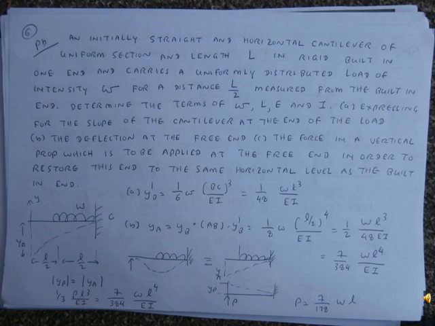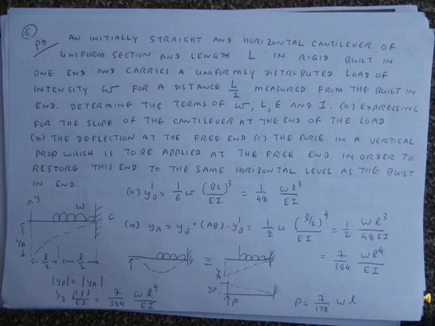Determine in terms of omega, L, E, and I: A, an expression for the slope of the cantilever at the end of the load; B, the deflection at the free end; C, the force in the vertical prop that is to be applied at the free end in order to restore this end to the same horizontal level as the base end.